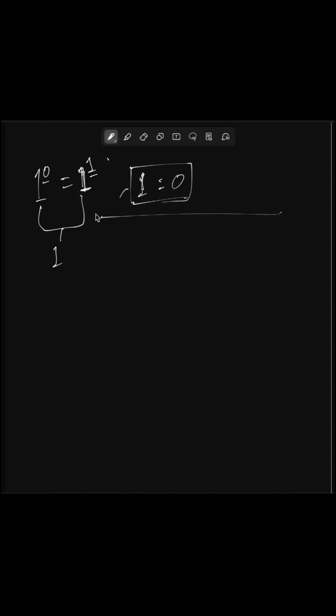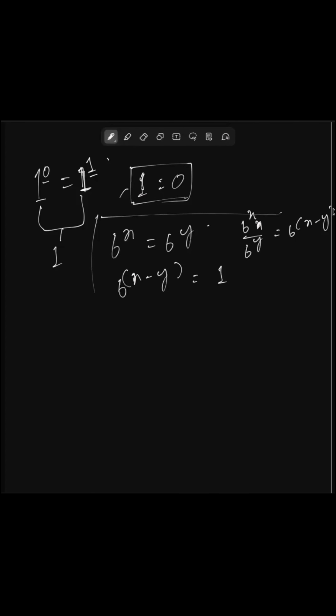And to prove that, we are going to take an example, which is b to the power x equals b to the power y. Now, we are going to divide both sides of the equation by b to the power y. This whole thing becomes b to the power x minus y equals 1. I've used a property right here, which is b to the power x over b to the power y equals b to the power x minus y.